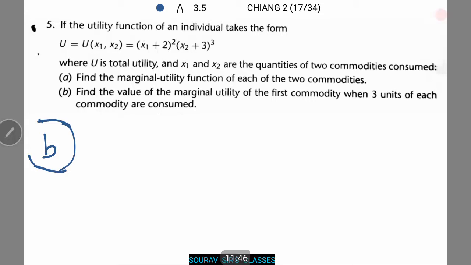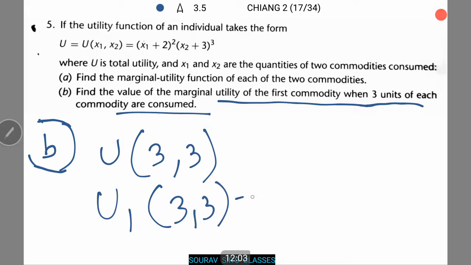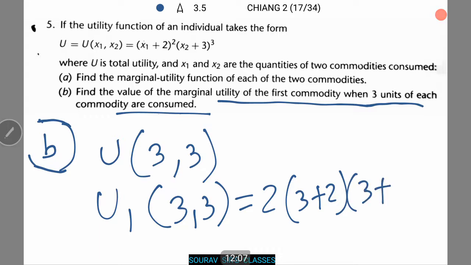Now we need to find the value of the marginal utility of the first commodity when 3 units of each commodity are consumed. That is, we will put u 3,3 for u1. Therefore, u1 3,3 equals 2 into 3 plus 2 into 3 plus 3 whole cube, which comes to 2160.